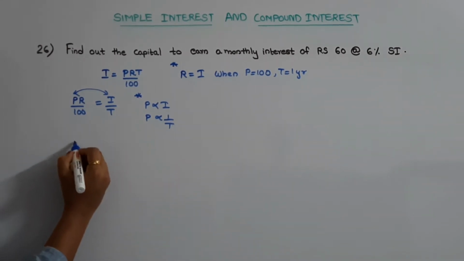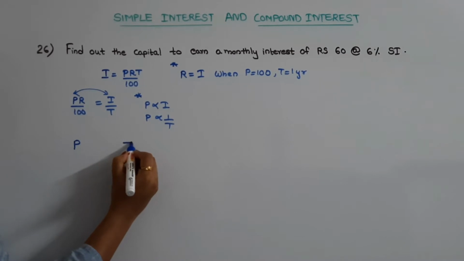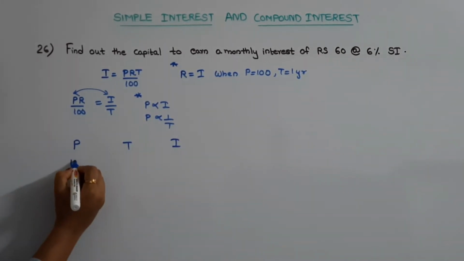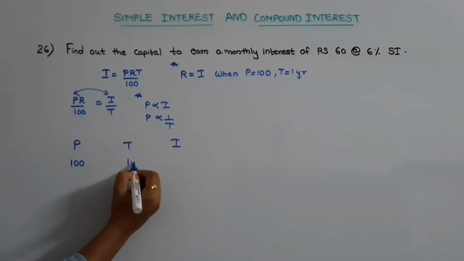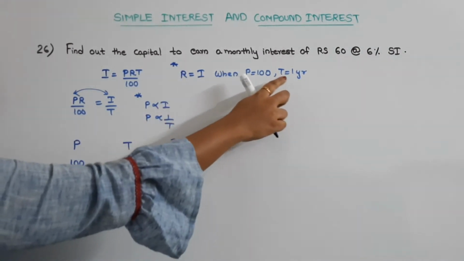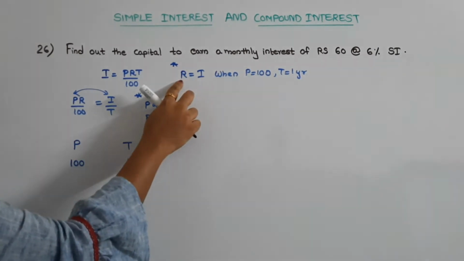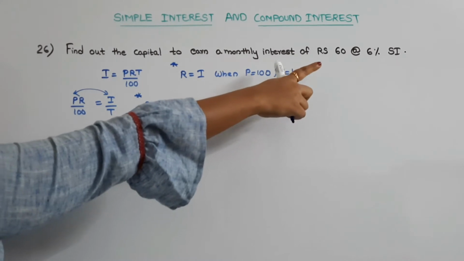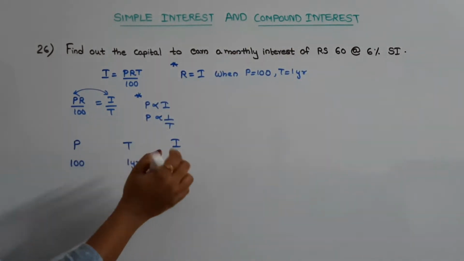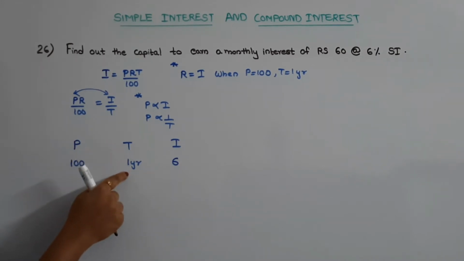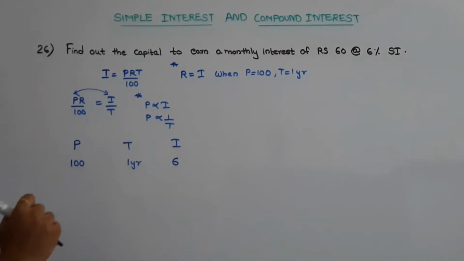First we are writing principal, time period, interest. When principal is 100, time period is 1 year, interest will be equal to what? When principal is 100, time period is 1 year, interest will be equal to rate of interest. Here what is the rate of interest? Rate of interest is 6. So this interest will be equal to 6.